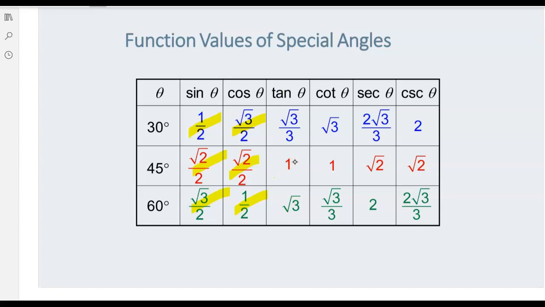If you could memorize the sine and the cosine for 30, 45, and 60, and in class we'll talk about some easy ways to remember them. I'll show you some easy ways to remember them. But we're going to use this table in the next section.